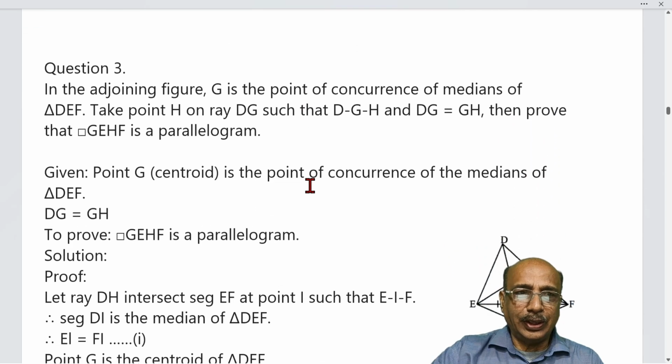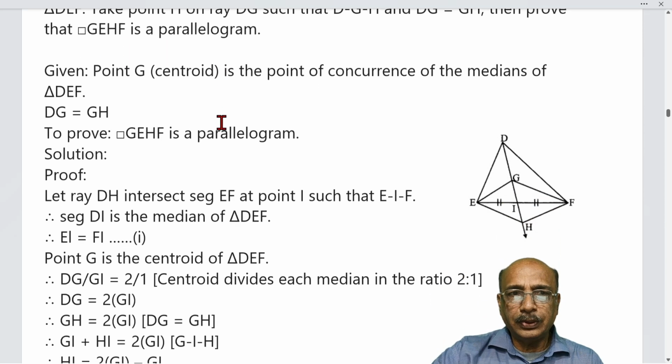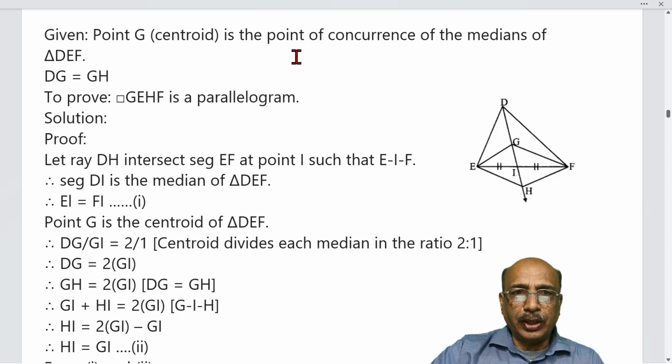Next question, question 3. In the adjoining figure, G is the point of concurrence of medians of triangle DEF. Take a point H on ray DG such that D-G-H and DG equals GH. Then prove that quadrilateral GEHF is a parallelogram. Given: point G is the centroid, the point of concurrence of the medians of triangle DEF. You know that G divides the median in the ratio 2:1.